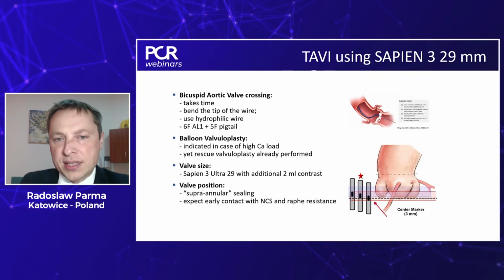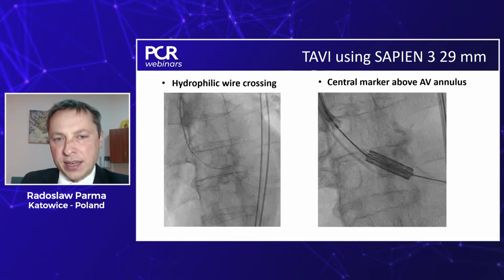In order to tackle this anatomy, what we need to know is that we want to take time crossing the valve. Sometimes we use the Amplatz left one and pigtail. We do balloon valvuloplasty in case of severe calcification to avoid any problems with the valve passage. And we also use additional contrast with a high supra-annular sealing of the skirt, meaning that we always put the marker in the bicuspid valves quite high.